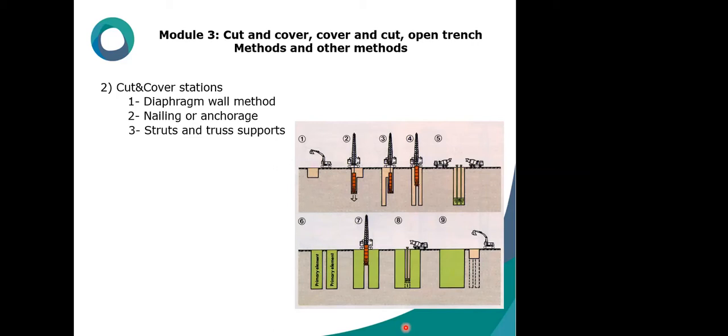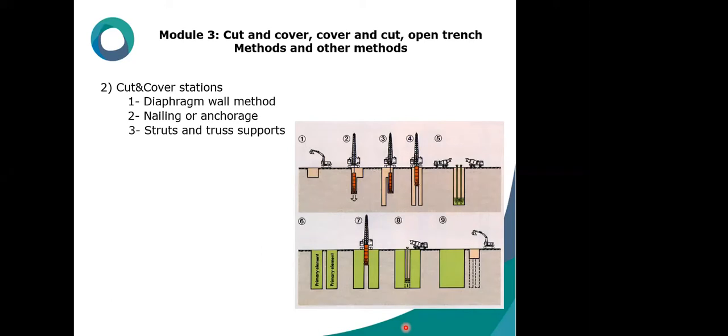First, bottom up, and second, top down. In the bottom up method, the final structure is independent of the support of excavation wall. In the top down method, the tunnel roof and tunnel ceiling are structural parts of the support of excavation walls.